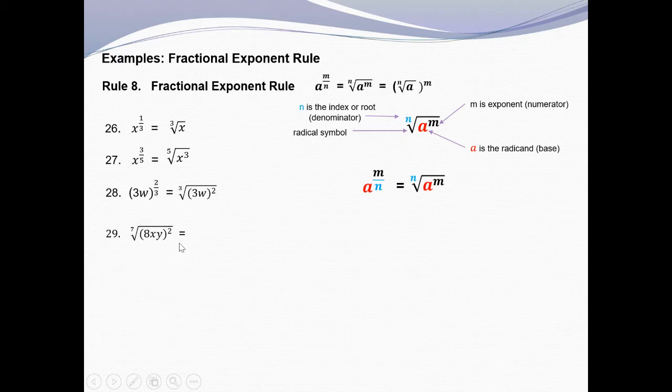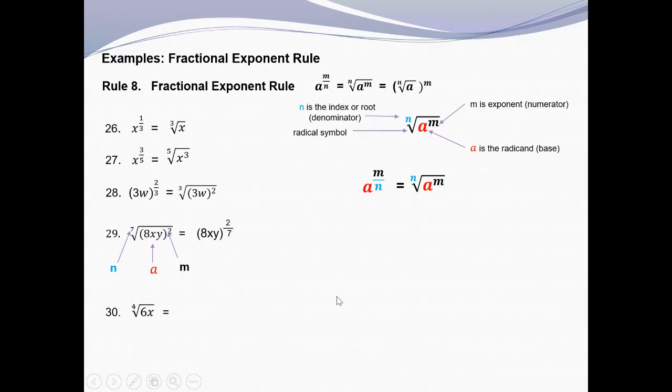Okay, now they're going the other way around. Here they're going from exponential to a radical, and here we're going from a radical to exponential. So this 8xy, the whole thing is going to be my a, and the n is going to be 7, because that's the index. And the m is going to be 2. So it's going to be 8xy to the 2 over 7, where the 2 is my numerator, which is my m, and the 7 will be my denominator, which is my n.